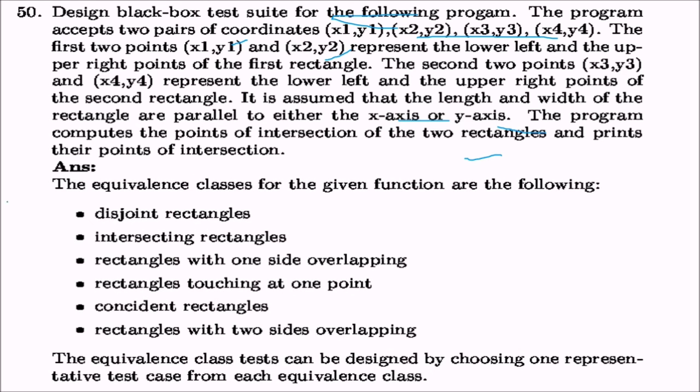So the equivalence classes would be like this: disjoint rectangles, intersecting rectangles, rectangles with one side overlapping, rectangles touching at one point, coincident rectangles, rectangles with two sides overlapping. The equivalence class tests can be easily designed by choosing one representative case of each of these equivalence classes.